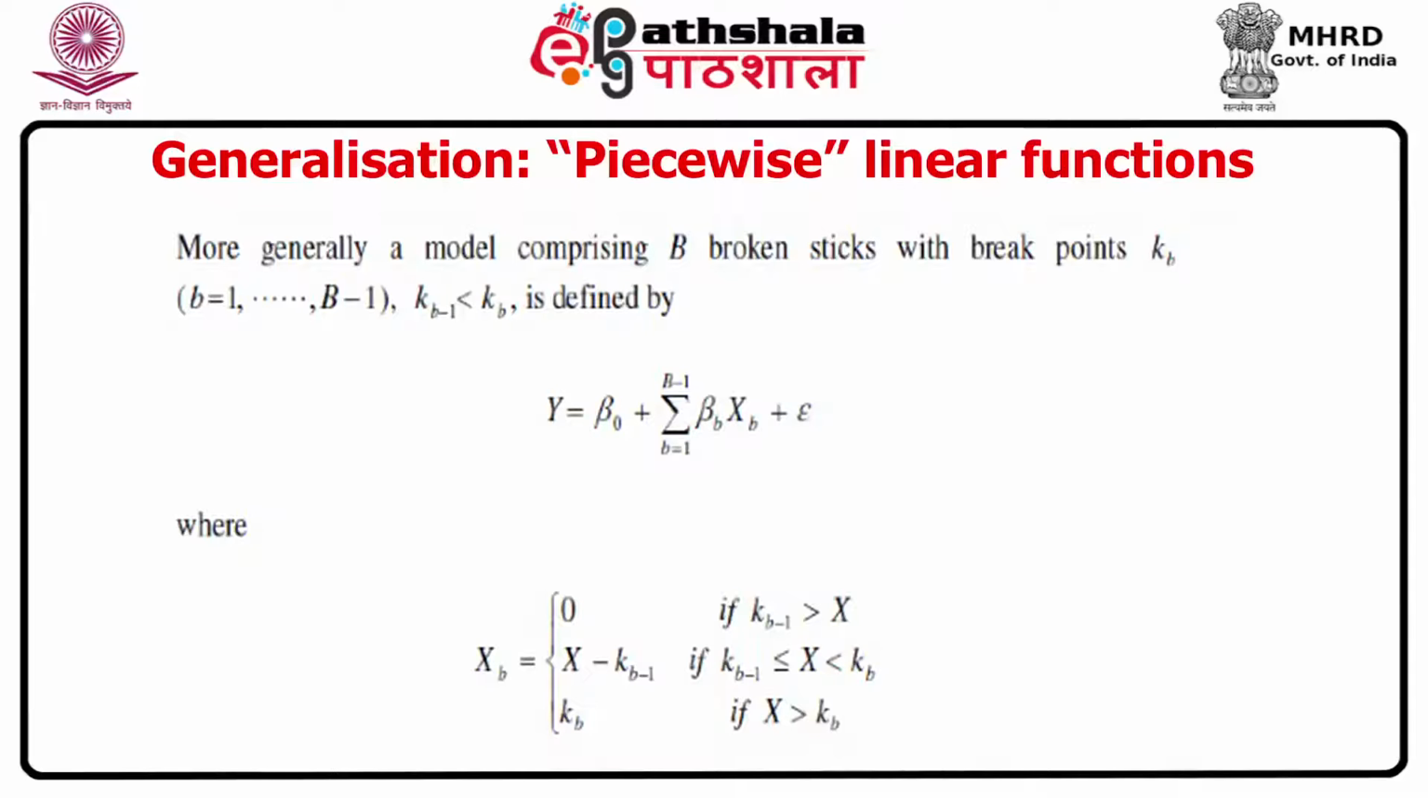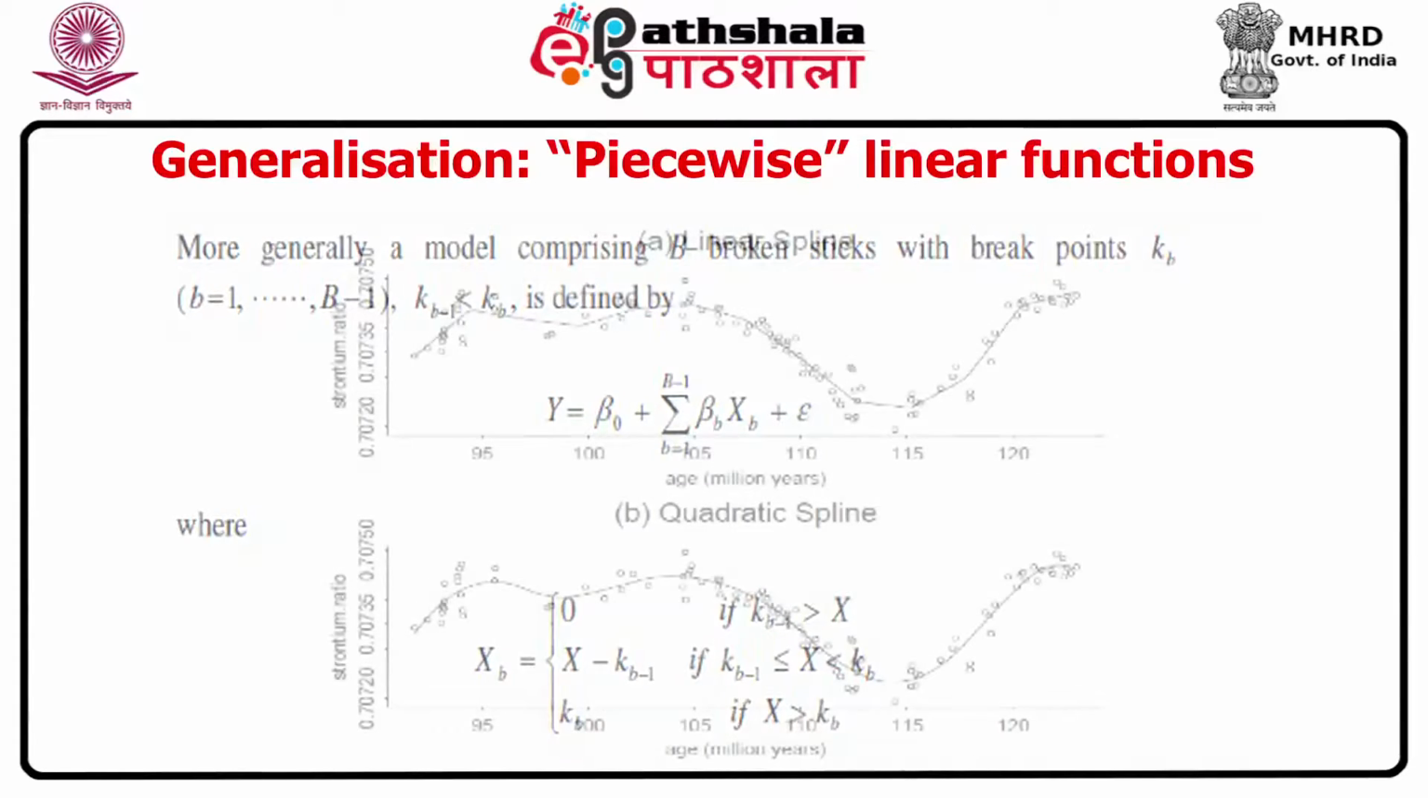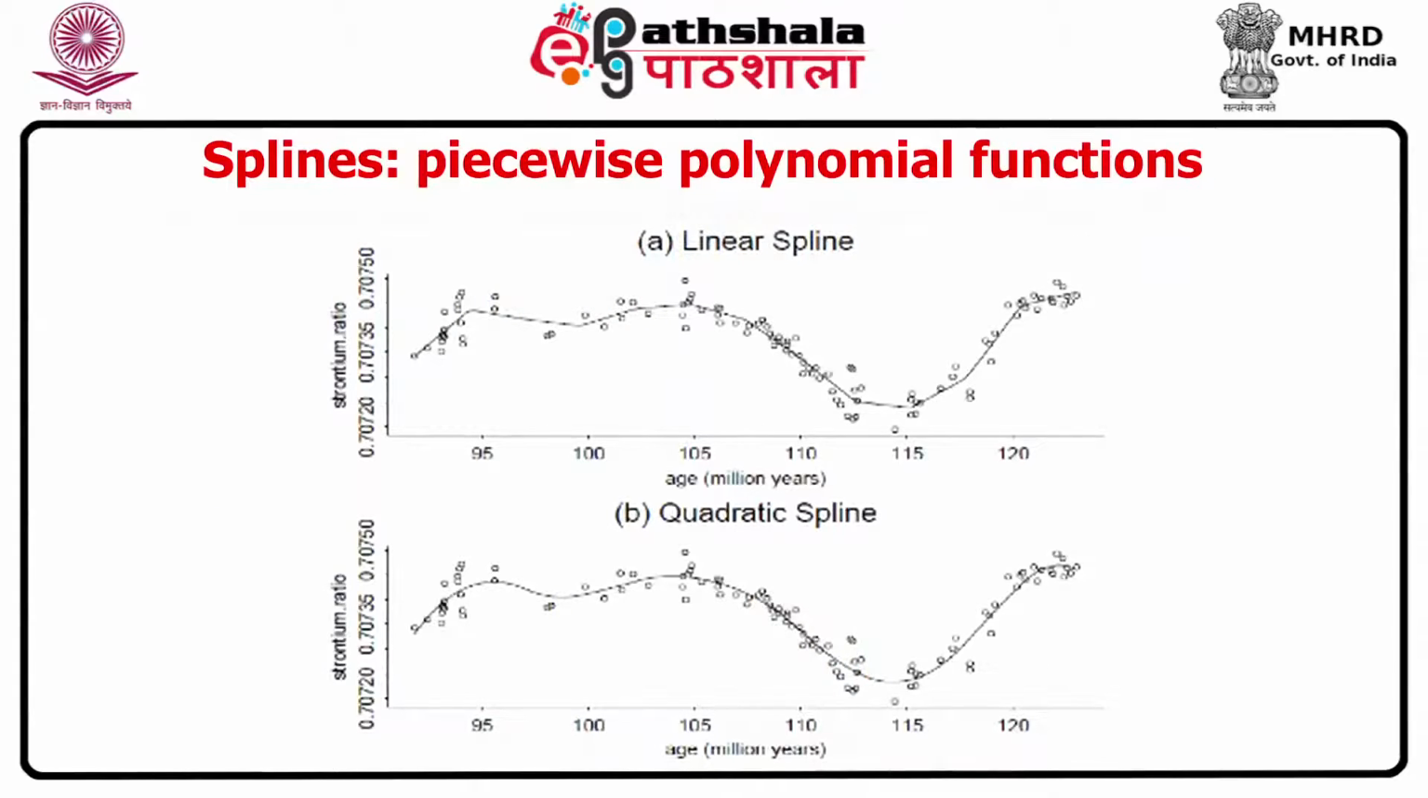I should mention here that k1, k2, k capital B are points which are called breakpoints, and they correspond to the intersecting points where the slope will change. We assume that these are known and do not have to be estimated from the data.